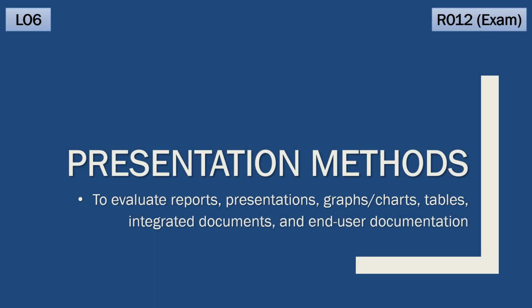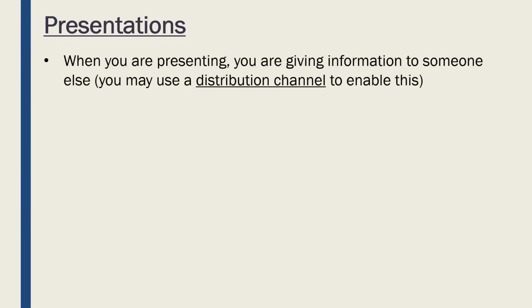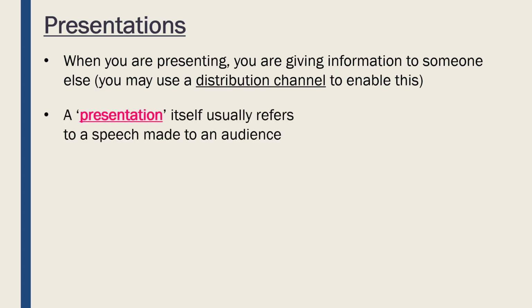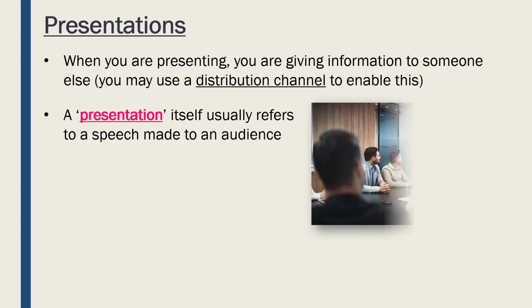I'm now going to talk through 6 types of presentation methods and evaluate each one as we go. So presenting, as one sense of the word, is where we are giving information to someone else, and we may well use a distribution channel like the ones we've talked about so far in this topic to enable this presentation. But presentation in a slightly more narrow sense of the word, or just a presentation, is where we are usually talking about some speech made to an audience.